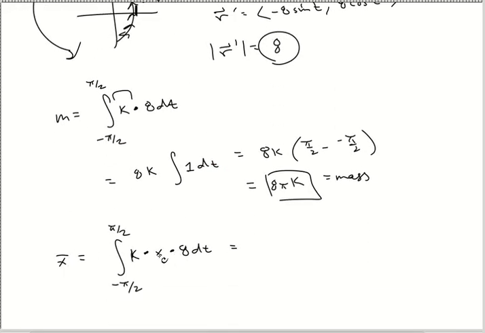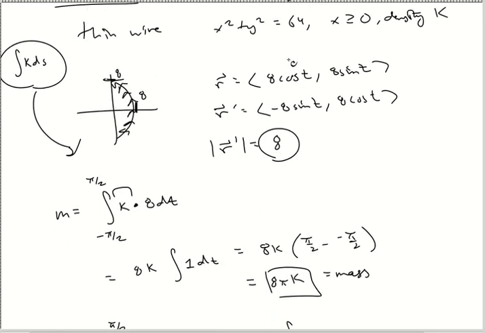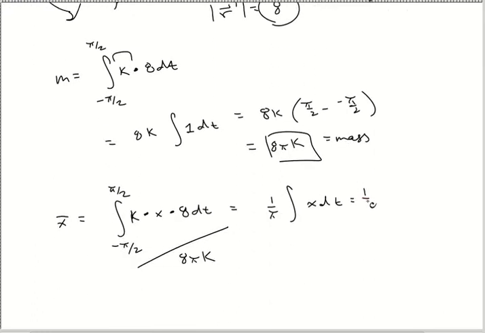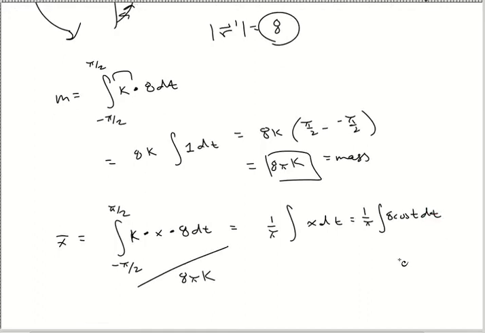I'm just saying x bar, you're going to have an x in there, and eventually you're going to divide by the mass, which, well, we just found a second ago. The k's are going to cancel, the 8's are going to cancel, so essentially you're going to have a 1 over pi, and then integral of x dt. Well, this is not appropriate. You can't actually integrate x dt, but you do know that this was an x and a y originally. Notice that I'm going to plug in my x, and that's in terms of t, making it quite easy. That's 8 cosine of t dt.